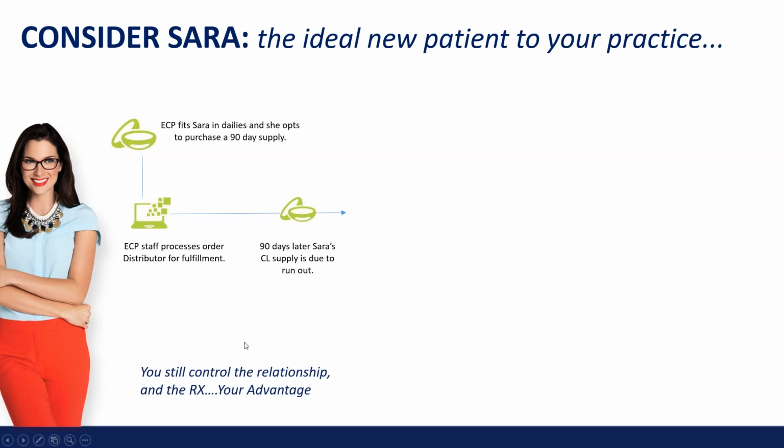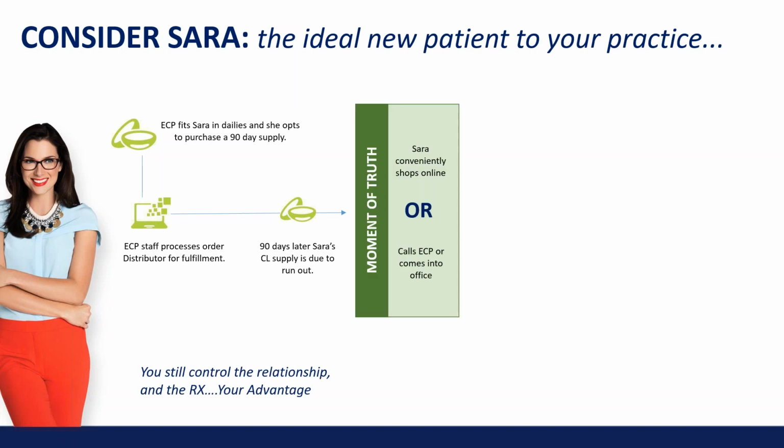So herein lies, during this process, really just the key point here is the ECP and the team at the office has done a great job at maintaining the relationship. They're really building value, and that's why Sarah decided to do business with that particular office. But then comes what we call the moment of truth. When she's due to reorder, she's got options. She can either pick up the phone and call the office, or she can go into the office in person and order, or she can conveniently shop online.